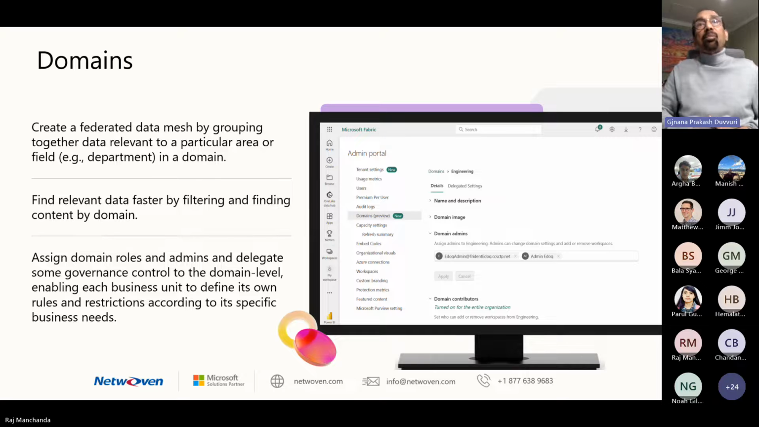Domains. This is another concept, and a great concept that no one else has. You can create a domain, an HR domain, a marketing domain, a finance domain. Under that you can create subdomains, and workspaces can be created accordingly. If you want one domain, you can filter only that domain. If a subdomain, you can filter that subdomain. By assigning domain roles and permissions, you delegate some governance control to the domain level, enabling each business unit to define its own rules and restrictions according to specific business needs. This is one thing businesses have been asking for a long time, which will be achieved in Fabric. Next slide, please.